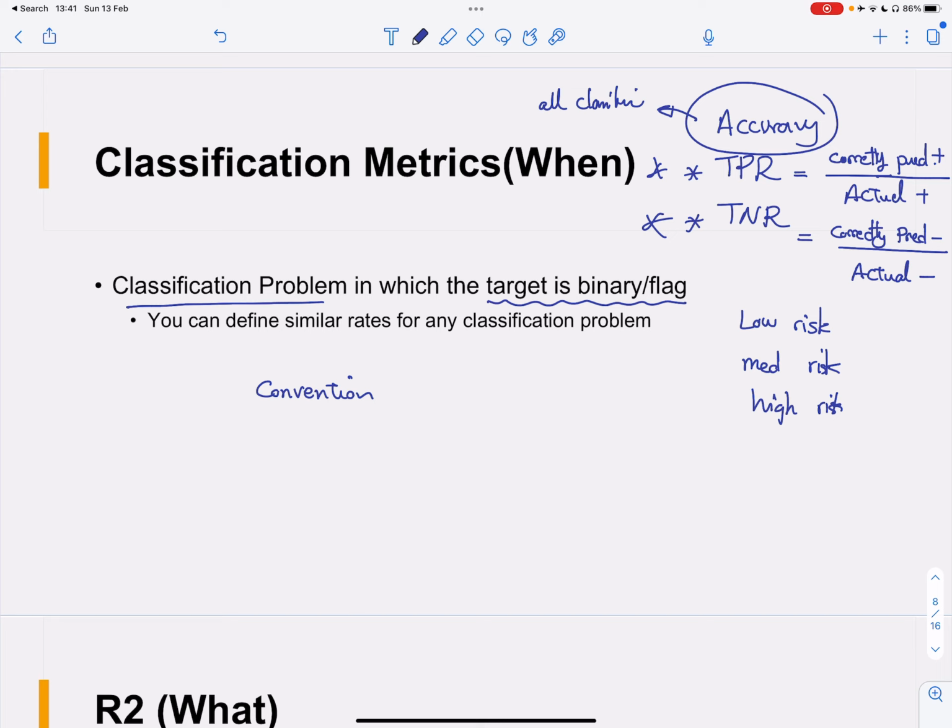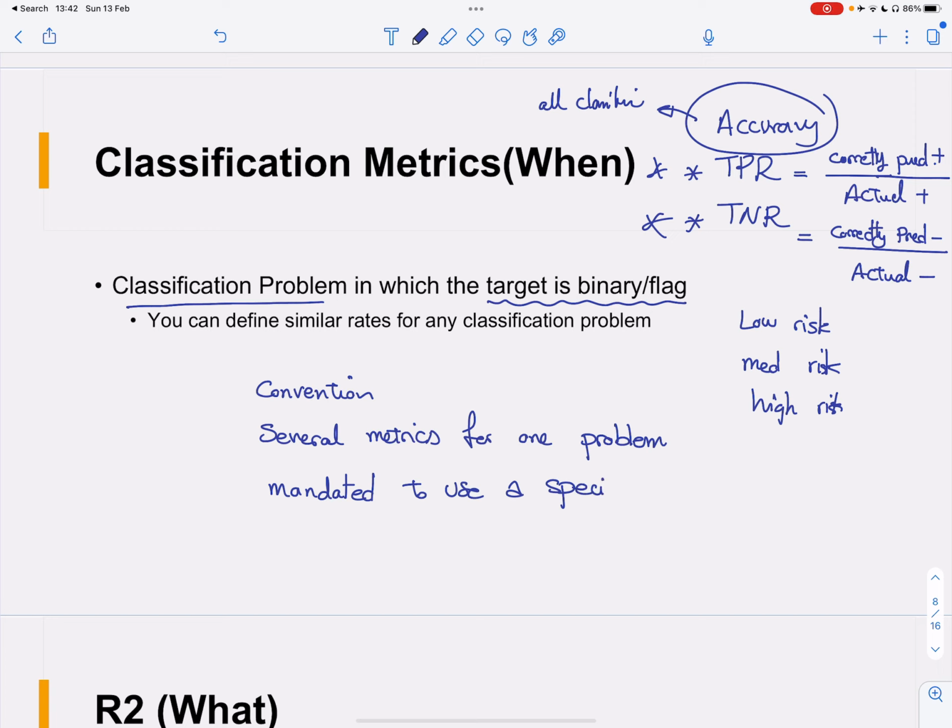Normally we consider several metrics for one problem. We look at different metrics because they are telling us different perspectives of the story. And sometimes, if there is a competition or something, it is mandated to use a specific metric. At the end, if it is not a convention, it is not a mandatory metric.